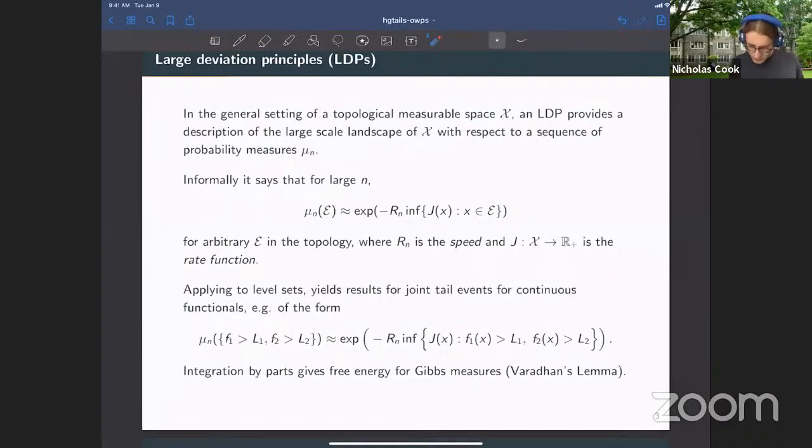Also, you might not just be interested in tails, but you might be interested in Gibbs measures, and you can apply the large deviation principle through what's known as Varadhan's lemma to get asymptotics for the partition function of the Gibbs measure.